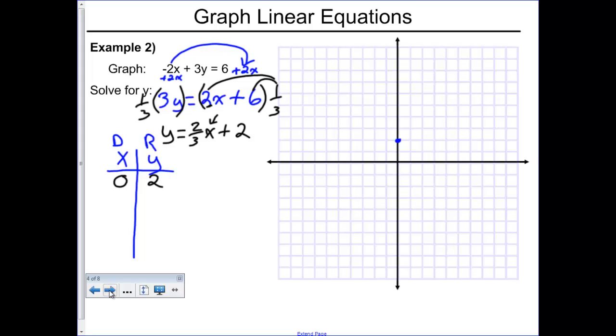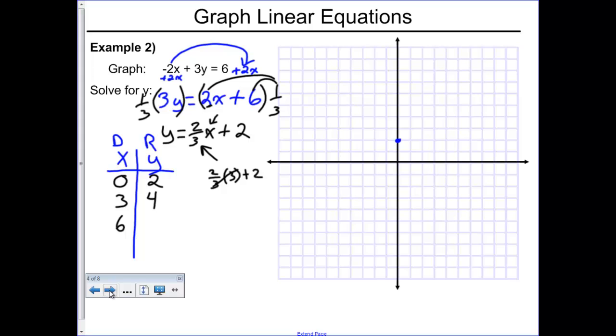Now when I go to select my next domain value or x value, you'll notice that the denominator here is a 3. So what I want to do is choose multiples of 3 for x. So I'm going to choose a 3 and a 6. So substitute 3 in place of x, so I have 2/3 times 3 plus 2, and this whole thing is going to equal y. Well, 2/3 times 3 is 2, and 2 plus 2 gives us 4. The 3's will cancel out, leaving 2 plus 2, which is 4.